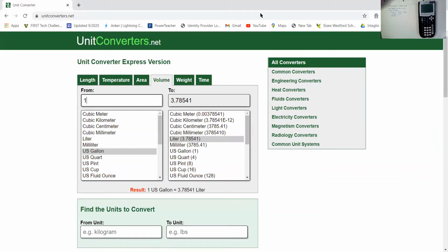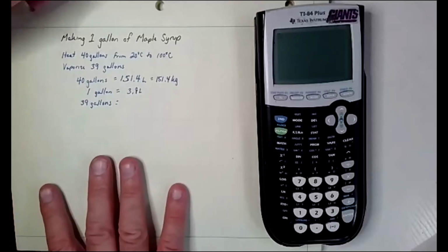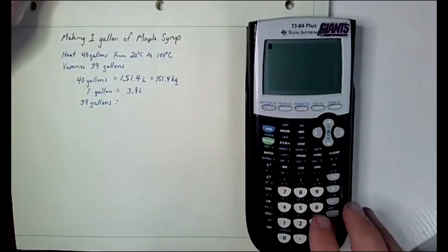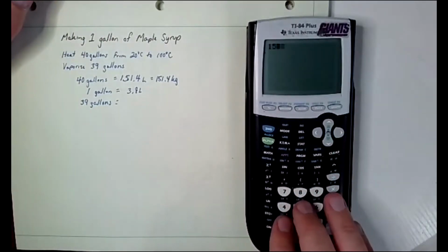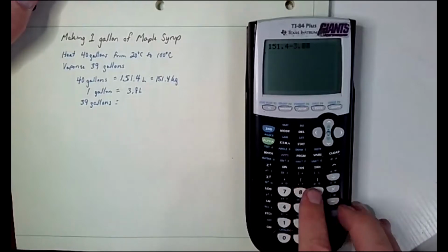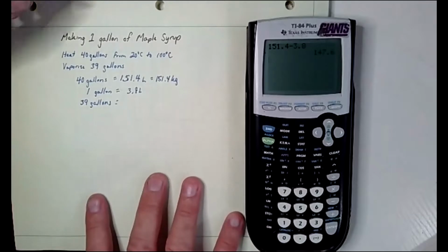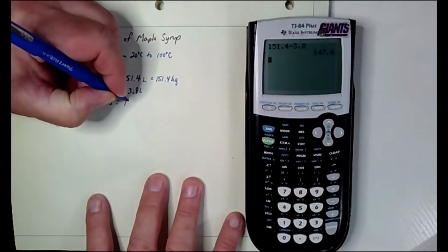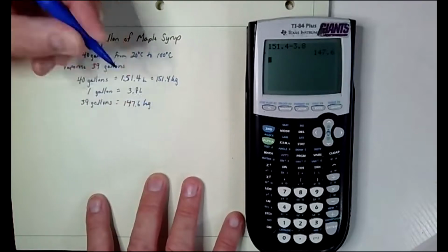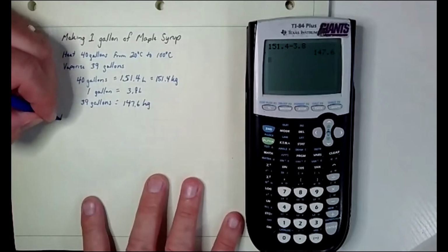And therefore we can do math to figure out what 39 is. Okay, so I'm going to stop sharing. And we'll come back to this because we'll take a look at the heat as well. So I'm going to subtract this and figure out what 39 gallons is going to look like. 151.4 minus 3.8. Okay, great. So 147.6 kilograms.